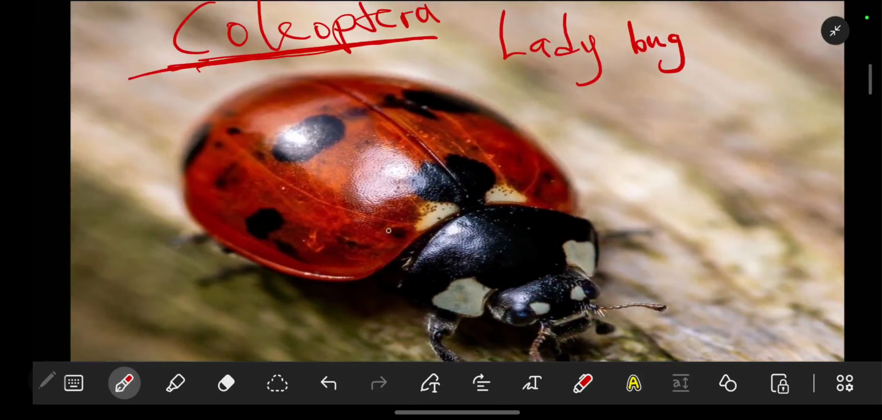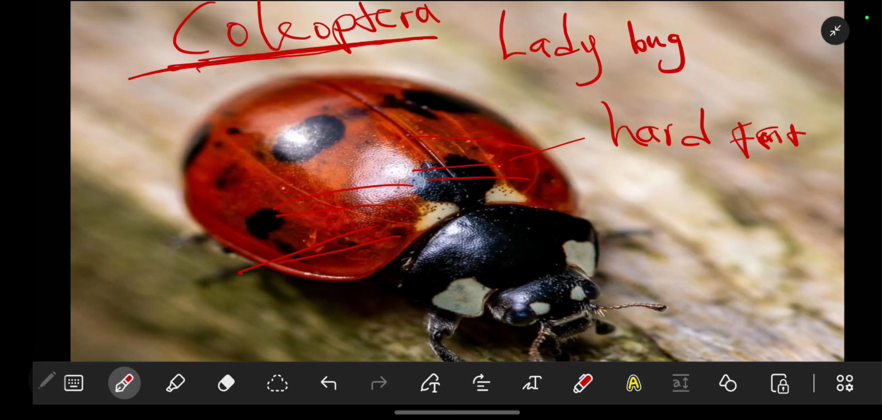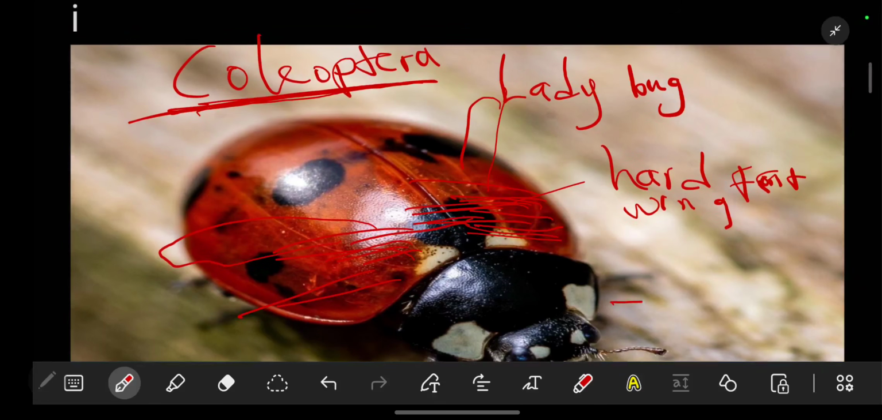So their characteristic is that their front wings are hard. Just think of hard front wings, or forewings. Just think of the word Coleoptera. Think of anything that you can think of being hard. Then the hind wings, meaning the wings that are at the back, are soft wings.